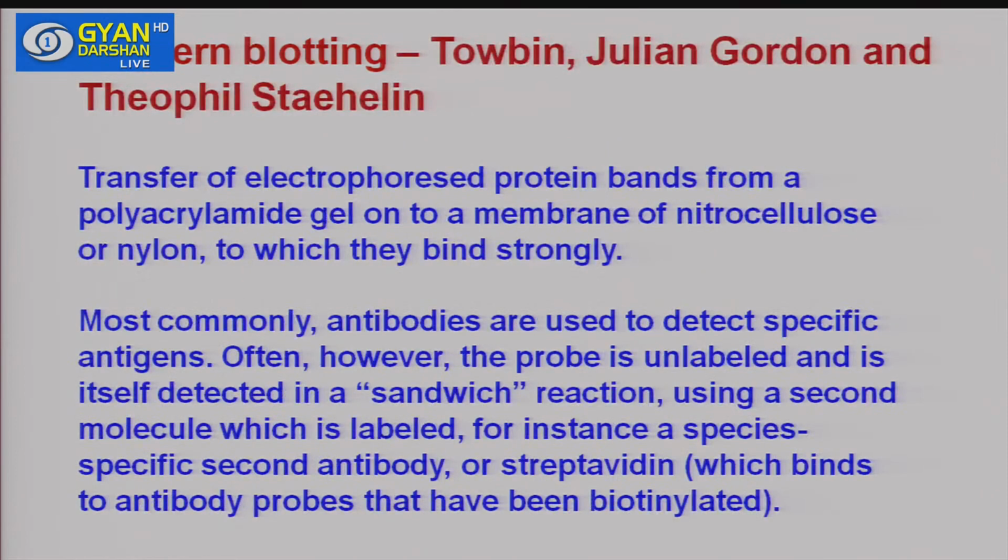Now we come to the third step: you have generated the transgenic plant, and finally you want to check whether the protein is being expressed or not. So in this case, you need to undergo Western blotting. This was a technique discovered by Towbin, Julian Gordon and Theophil Staehelin. Now, what do you do in case of Western blotting? Here you need to isolate the protein, not the DNA, not the RNA, but total protein from the same transgenic plant. And in case of protein, we normally don't go for agarose gel, we go for SDS-PAGE, that is sodium dodecyl sulfate polyacrylamide gel electrophoresis.